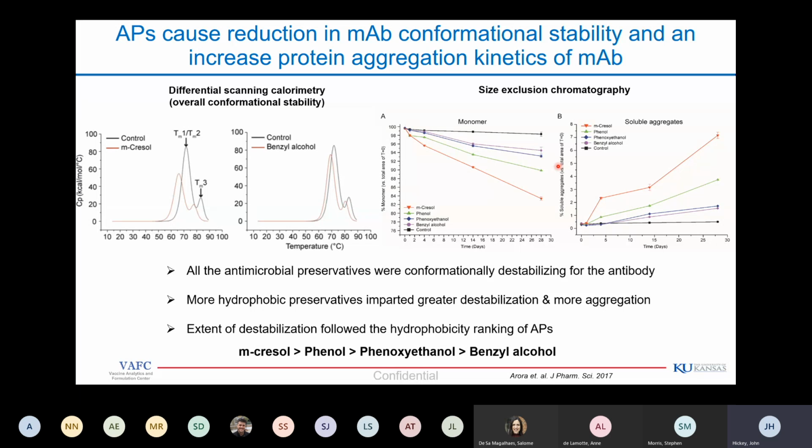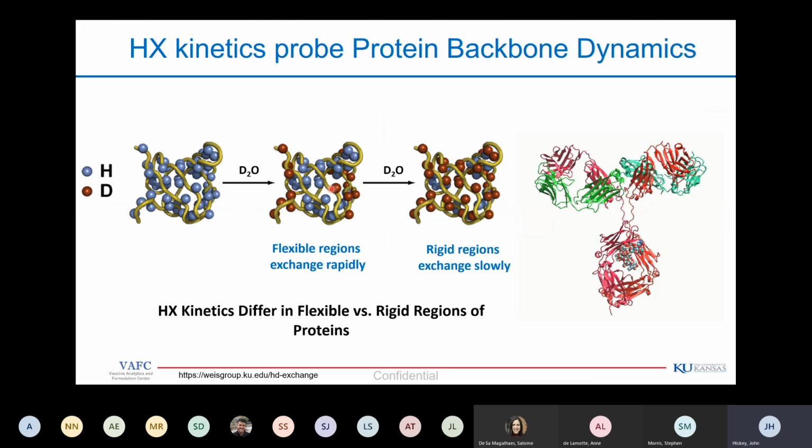So we wanted to have a little bit greater detail of how these preservatives are interacting with the molecule. Is it a global interaction, or is it a local interaction that's causing this destabilization and aggregate formation? And so we used hydrogen deuterium exchange mass spectrometry. As I mentioned before, we can use this to look at flexible and rigid regions of the molecule.